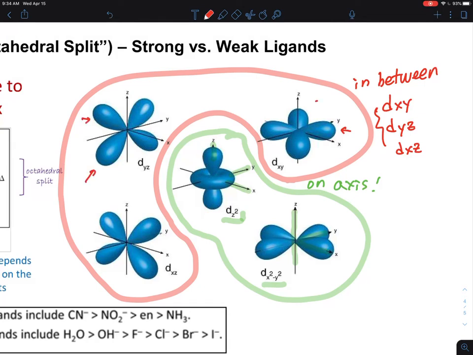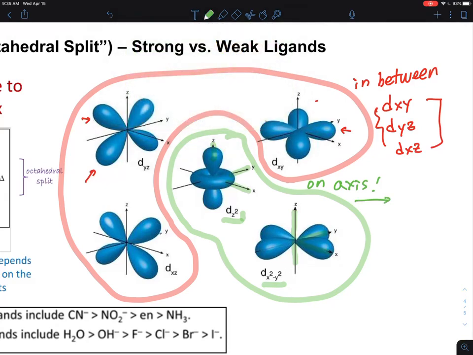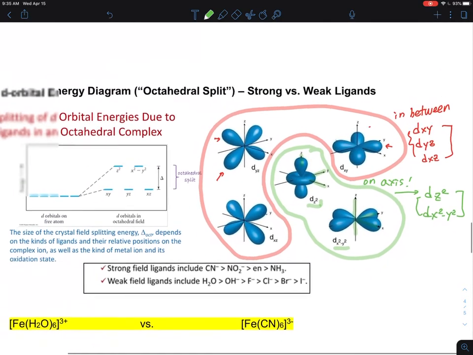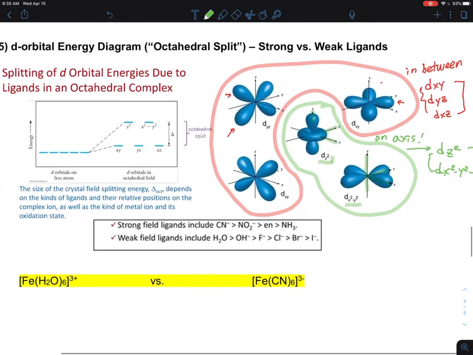So that gives a very interesting argument about energy splitting, and now you can kind of follow what they're trying to do. So these are the three that are in between, and the other two are on the axis, the dz squared and the dx squared minus y squared. So this is just a geometrical one. Okay, so now we are thinking about having the coordination.